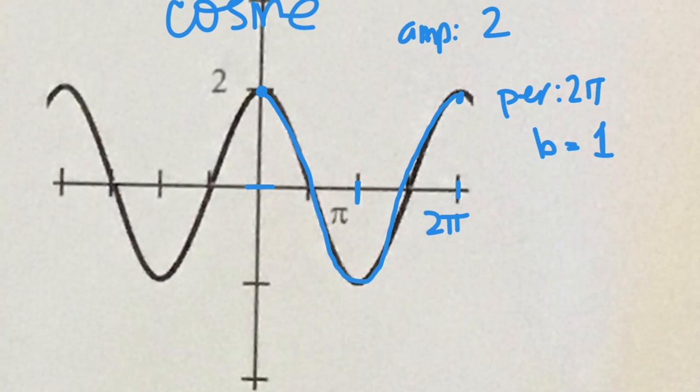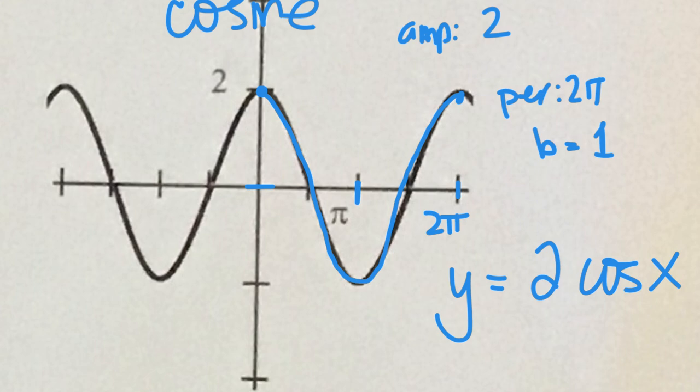And no phase shift, no vertical shift, so this equation's pretty easy. Y equals 2 cosine x. Right? You don't have to put a 1 in front of your x, but if you really want to, fine, put a 1, but nobody ever does that.